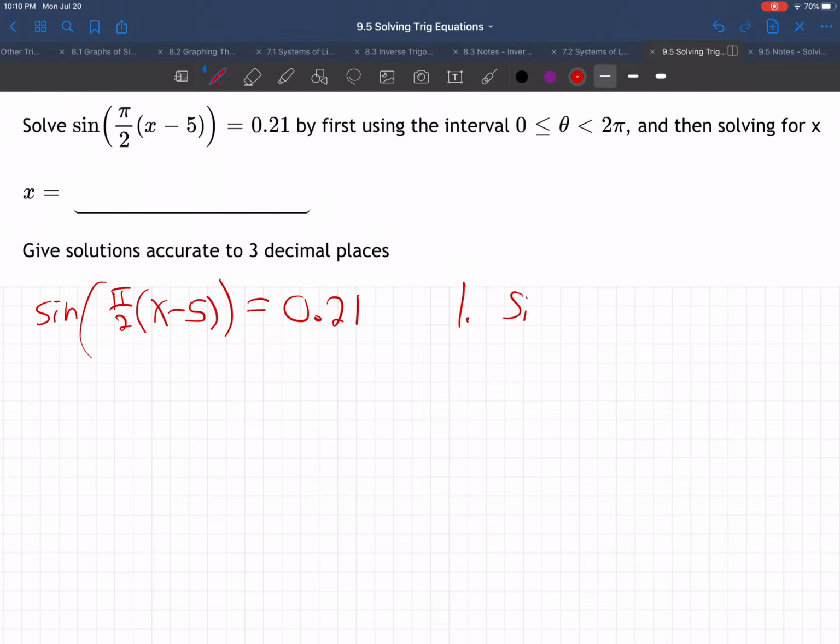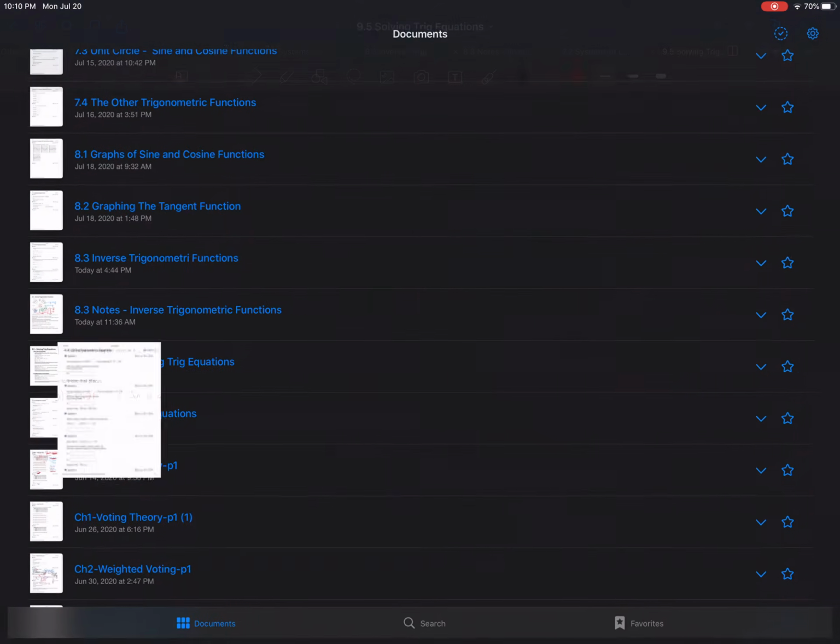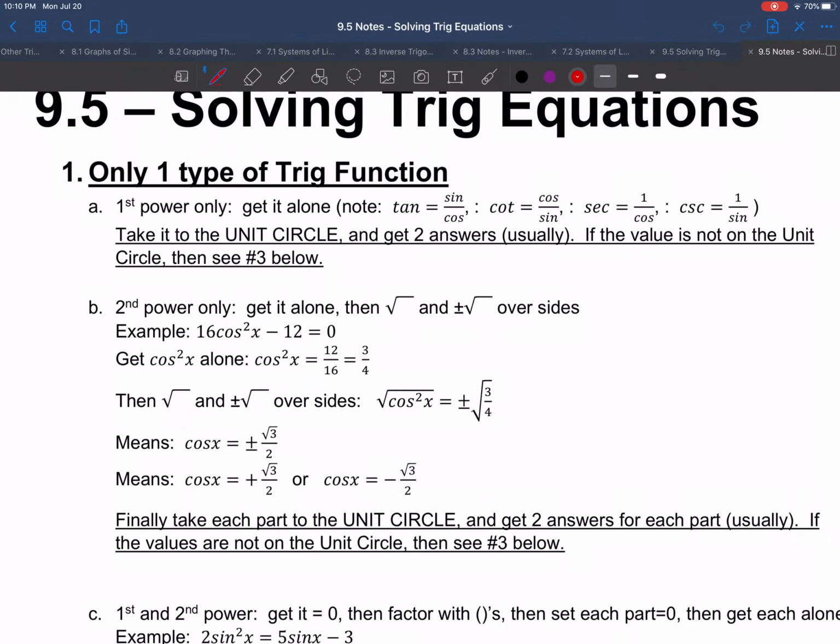The sine is alone. Alone means there's nothing else over here in front of it or added to the back of it or anything like that. It's alone. So let's go back to our notes again then. So it said take it to the unit circle. It's first power, get it alone, it is alone. Okay, so take it to the unit circle. That's not going to be there. Get the two answers. If the value is not on the unit circle, then see number 3 below.